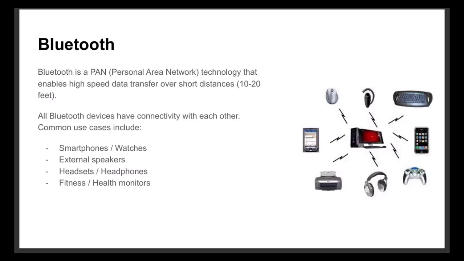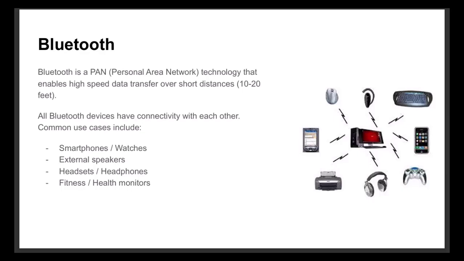Next, we're going to discuss a couple different ways that we can connect our computer and hardware devices to a wireless network. Our first wireless network interface is Bluetooth. Bluetooth is what we call a personal area network, or a PAN. This is a wireless network connection that we can use over short distances. Bluetooth typically has a signal range of about 10 to 30 feet.